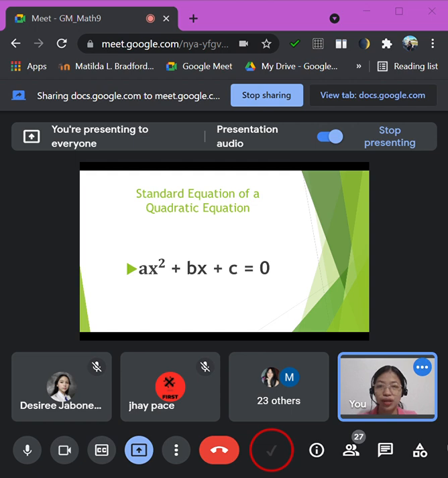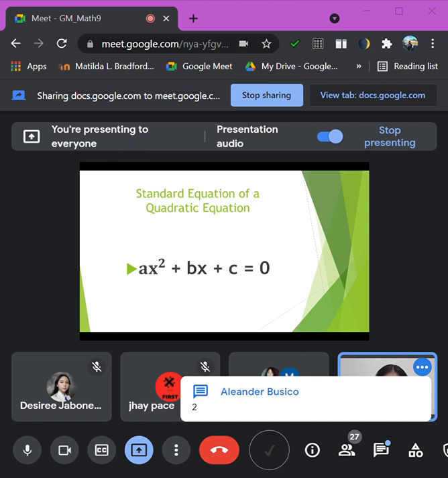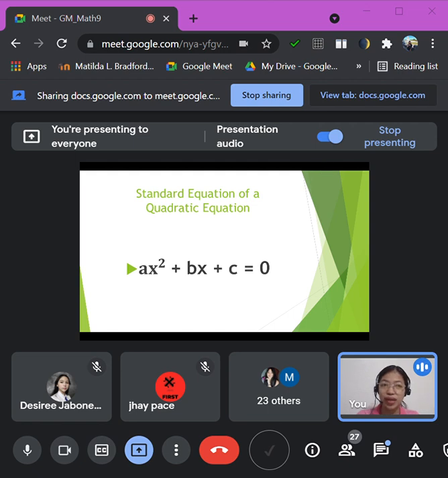So take note, class, that is our standard equation. Remember, if we have a quadratic equation, what is the highest degree? Okay, very good. That is 2. That's why, as you can see, in our standard equation, the highest degree or exponent is equivalent to 2.